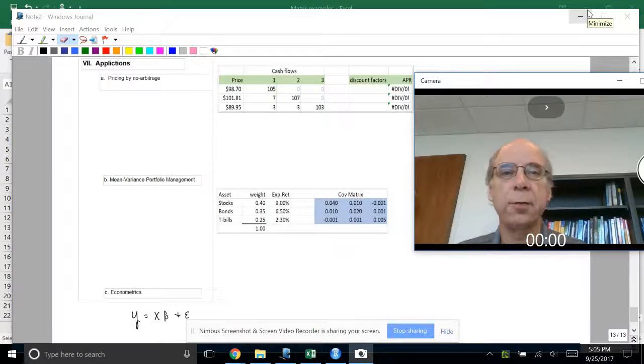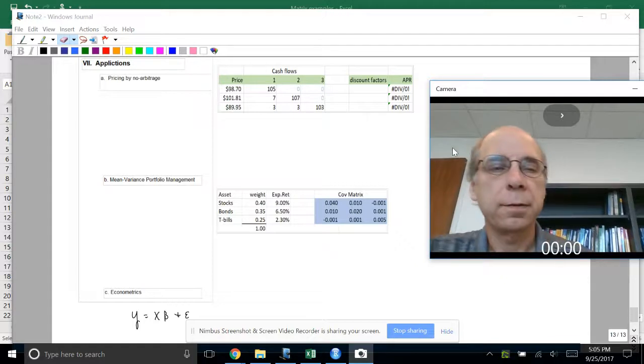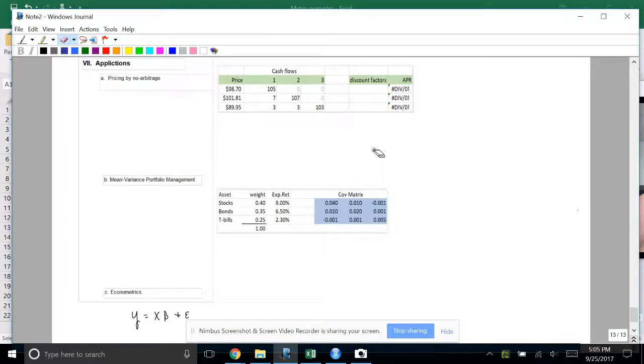So the last thing I'm going to do is look at some minor applications for matrix algebra in finance that we use. The first application is bootstrapping bond prices. Let's see, we have a bond that matures in a year, and at maturity it's going to pay $105, and the price is $98.70.